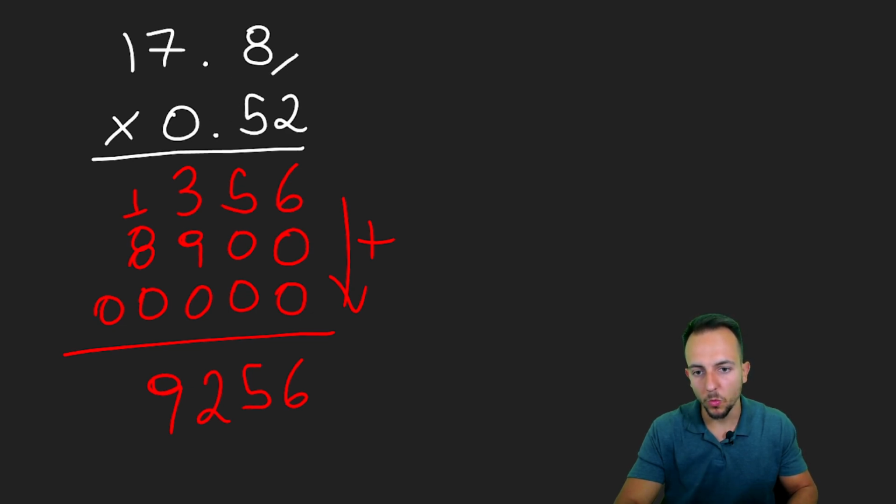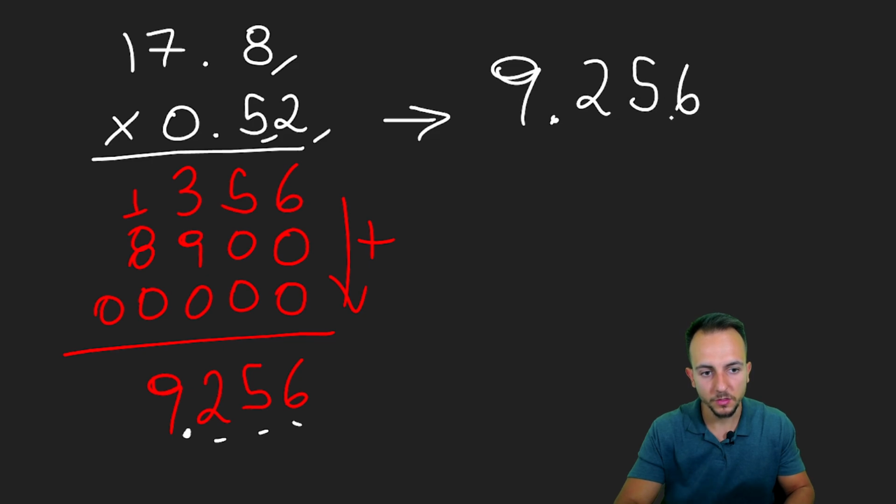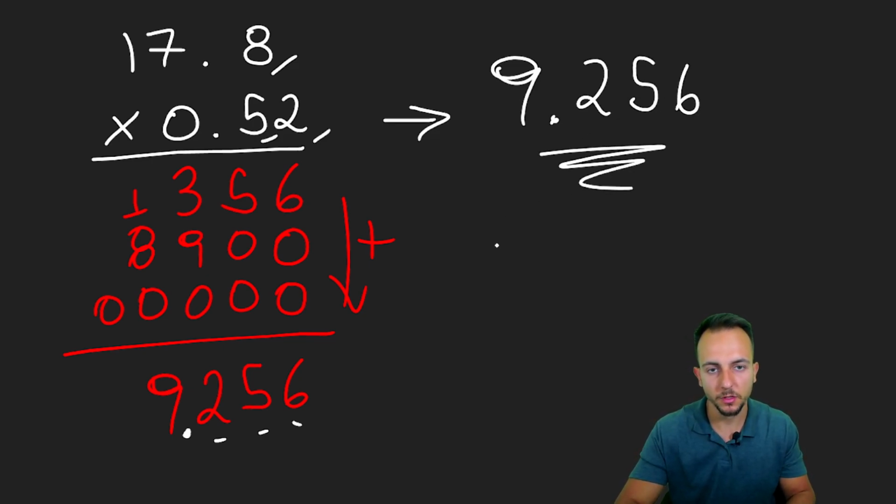I have here 1, 2, 3 decimal numbers. So 1, 2, 3. I should place it just right here. So this is our answer of this multiplication, 9.256. So this is how we can multiply numbers with decimal places.